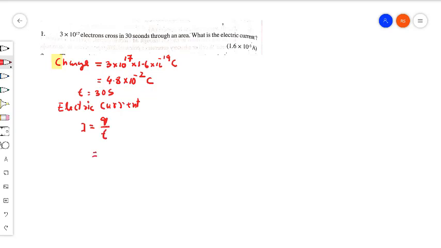So charge divided by time. Charge is 4.8 into 10 to the power minus 2 coulomb. Time is 30 seconds. So this is 1.6 into 10 to the power minus 3 ampere. So this is the current flowing through the area.